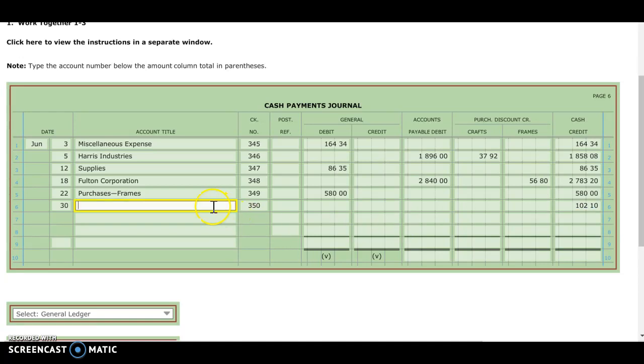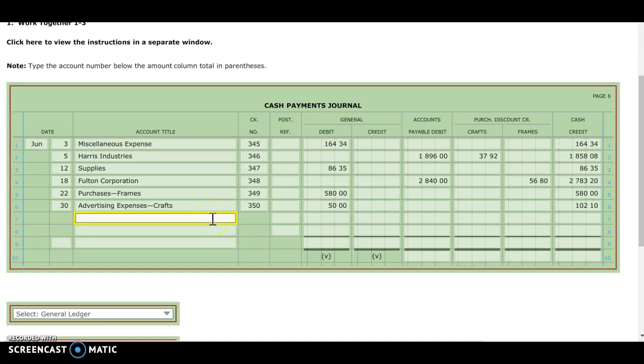Okay. Next thing I'm going to do is debit the accounts that I spent money on. So the first one was for advertising. So that's going to be advertising expense. And that was for crafts. Make sure that we select the correct one. And we spent $50 on that. So we're going to debit that account for 50.